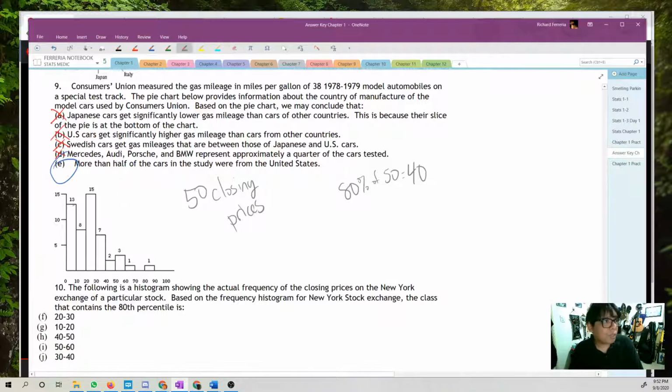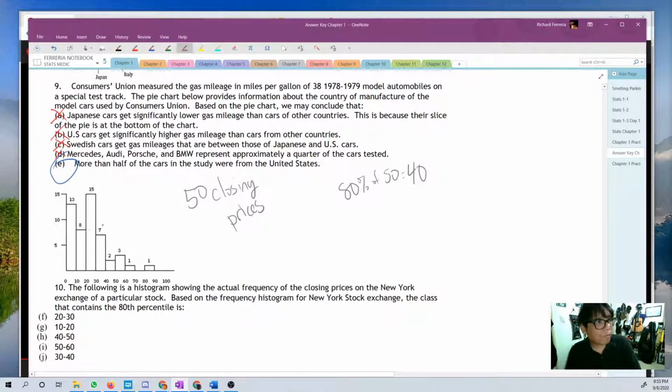Well, this first bar would be the 1 through 13. If you add on the second bar, the first two bars would be 1 through 21. The first three bars would be 1 through 36. And the first four bars would be 1 through 43. So it looks as though the 40th price from the bottom would be included in this bar here, which is between 30 and 40, which would be, I don't know why that says J, that really should be E.